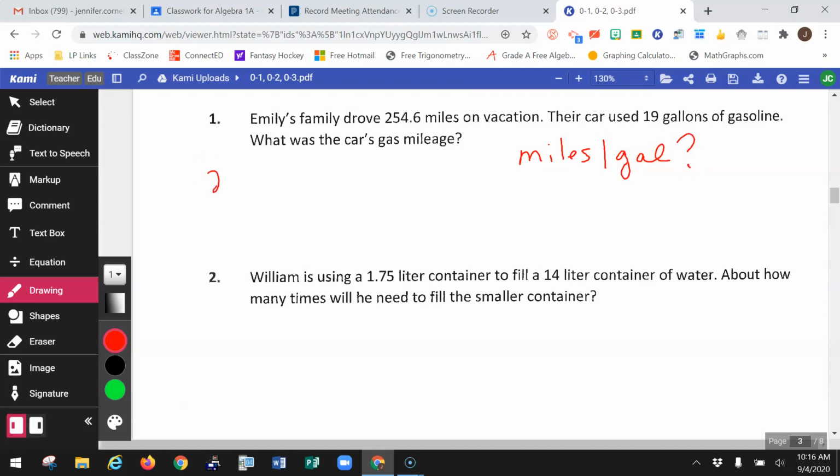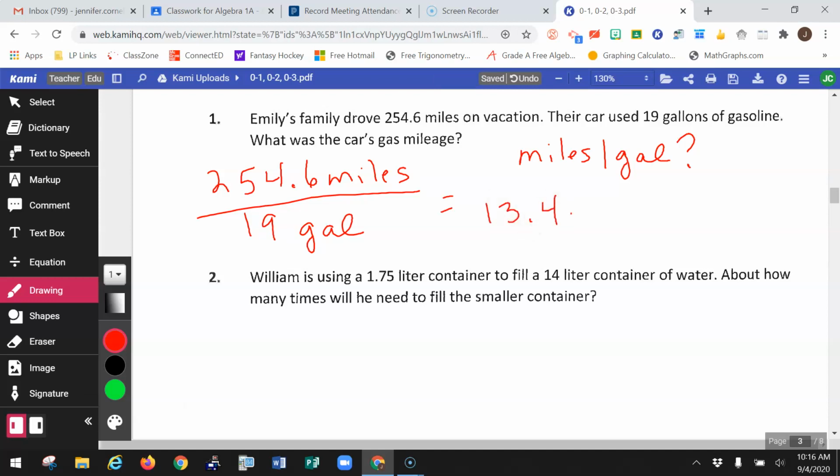So if we drove 254.6 miles, you're going to divide that by the 19 gallons. And then that's going to give you 13.4 miles per gallon.